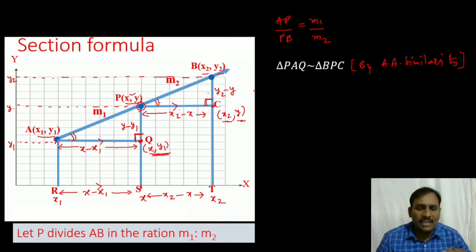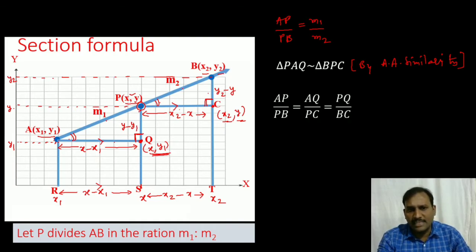Now, when two triangles are similar, their corresponding sides are proportional. So, can I say AP by PB is equal to AQ by PC is equal to PQ by BC. The corresponding sides are proportional. Now, let us substitute the values of AP and PB. What is AP? From A to P, AP is M1 by PB. What is PB? It is M2, is equal to AQ. What is AQ?